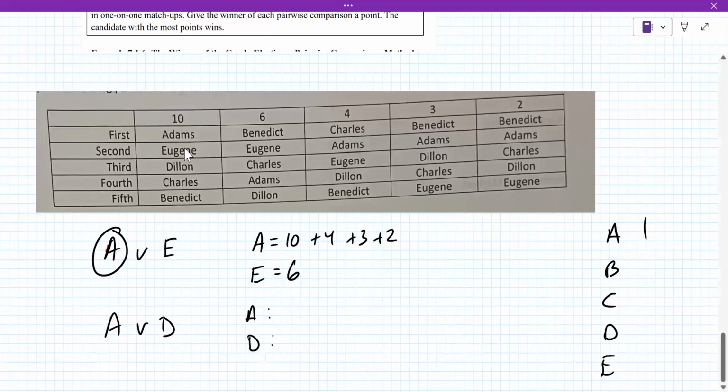Adams is above Dylan, so that's 10. Adams is above Dylan, so he gets the 6. Adams is above Dylan, so he gets the 4. Adams is above Dylan, so he gets the 3. And he's above Dylan in the last one here, so Adams wins again.